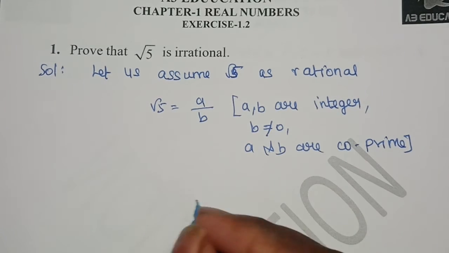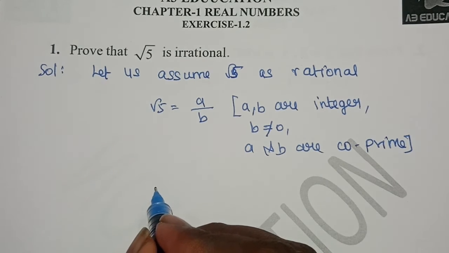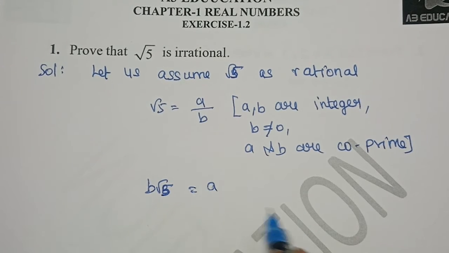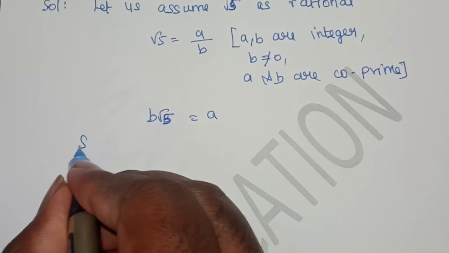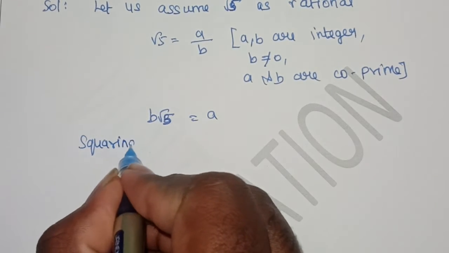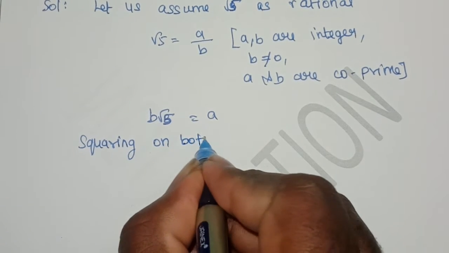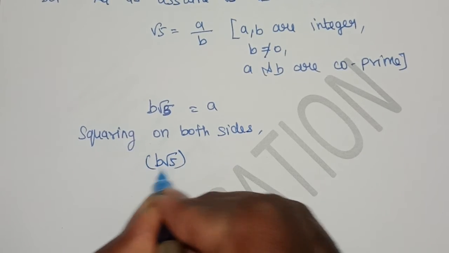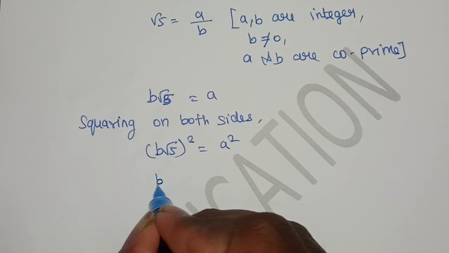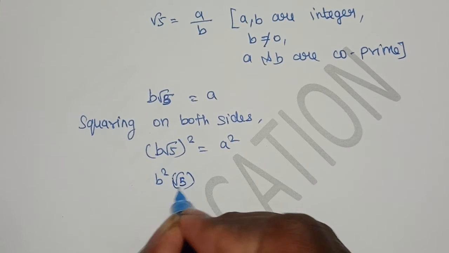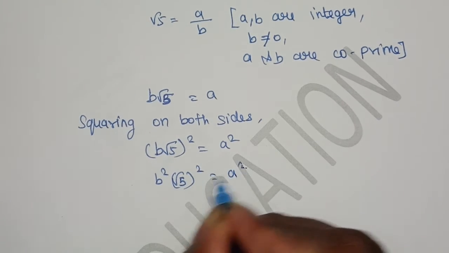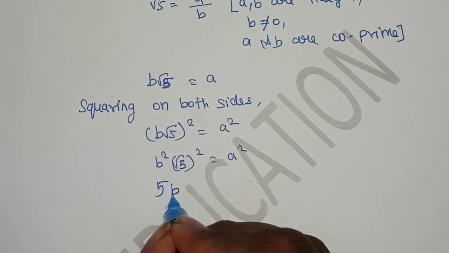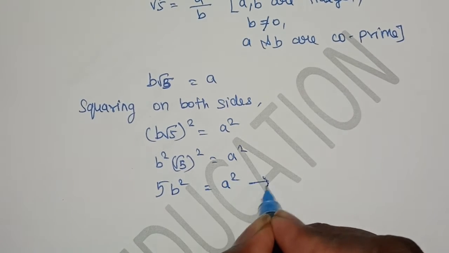Then now cross multiply. Therefore b root 5 is equal to a. Squaring on both sides, therefore b root 5 the whole square is equal to a square. Root 5 into root 5 is equal to 5, therefore 5b square is equal to a square. This is equation number 1.